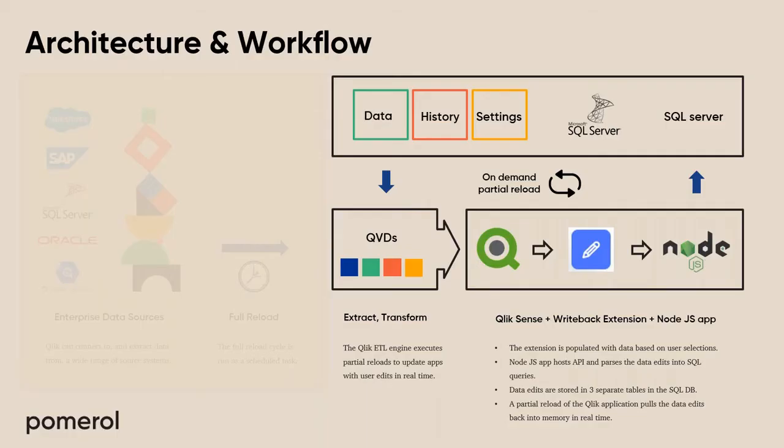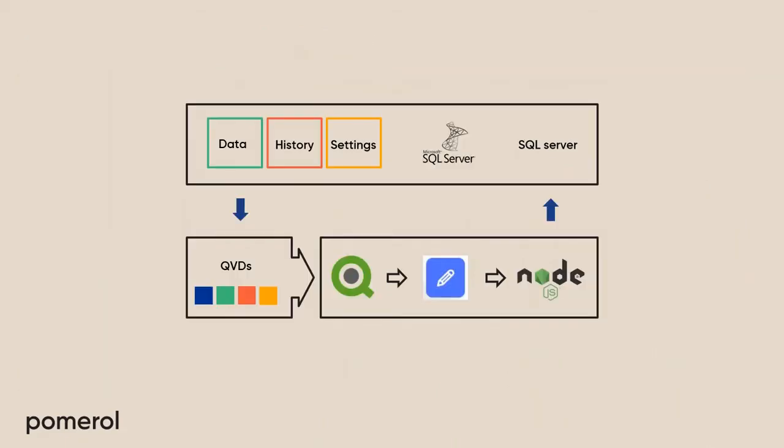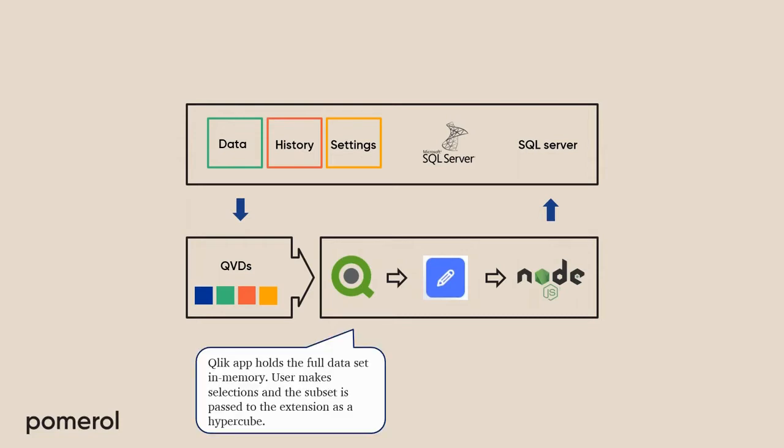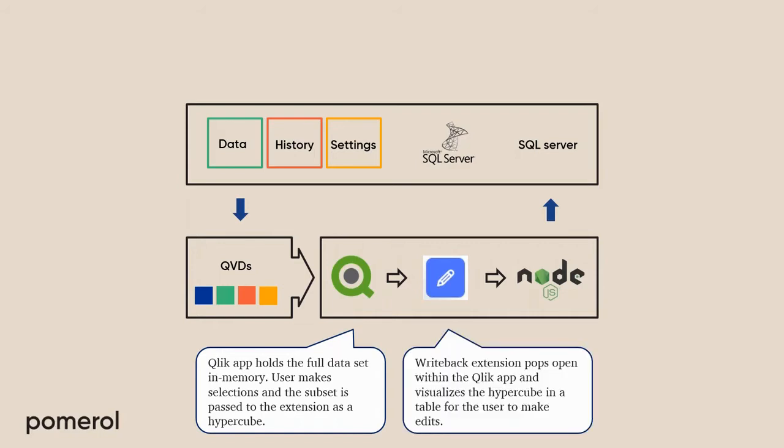I want to peel away another layer here and just focus in on this iterative write-back cycle over on the right-hand side. So we've got our Qlik app loaded up with data and held in memory, and that's based on the user's selections. And when the user makes selections, we've got a remaining subset of data, and that is pushed into a hypercube and then visualized within the HTML pop-up window, which is where users edit data.